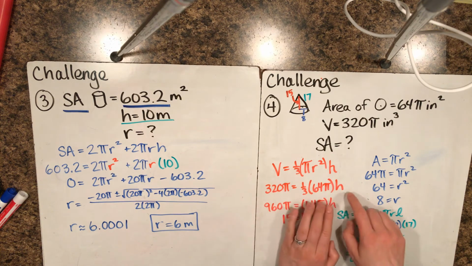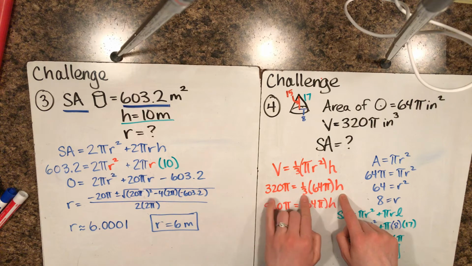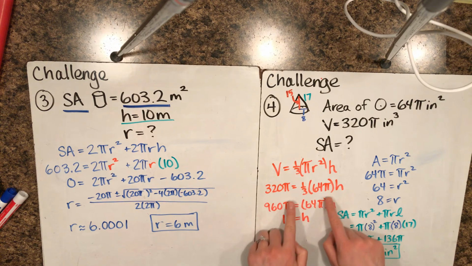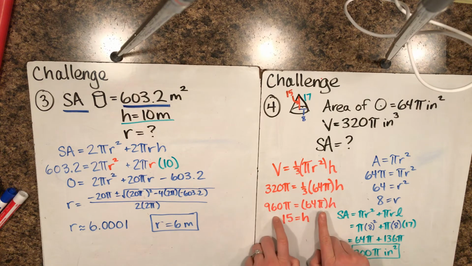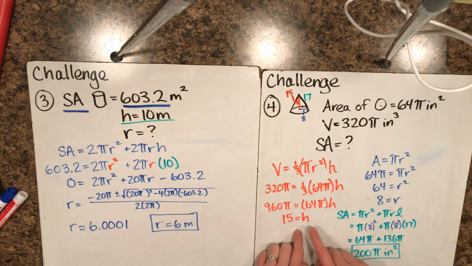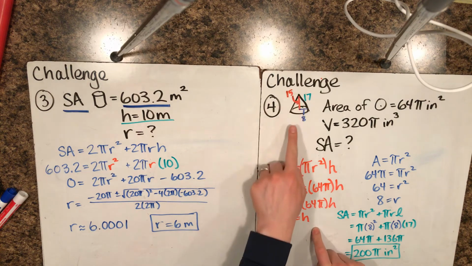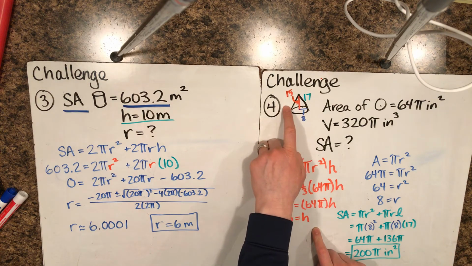And then I started to solve for h. So I multiplied both sides by 3. I divided by pi in my head. I knew that was on both sides, so it's gone. 960 divided by 64 is 15. So now I knew the height, so I drew it into my picture that the height was 15.